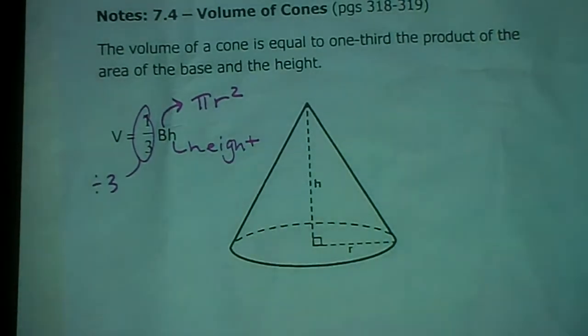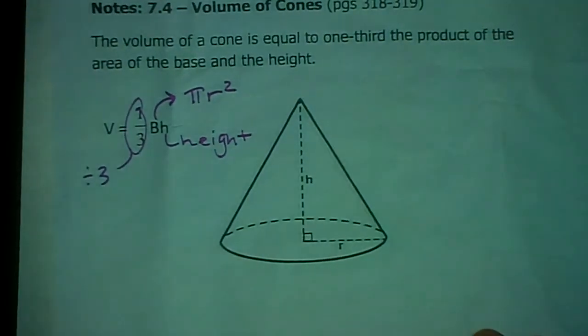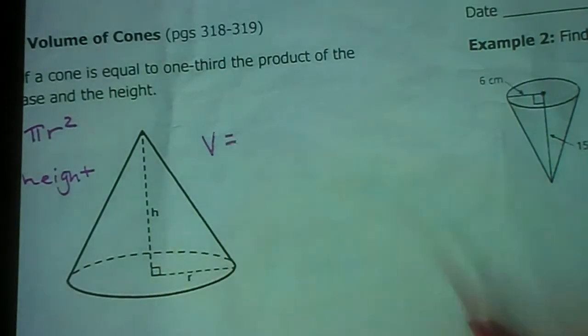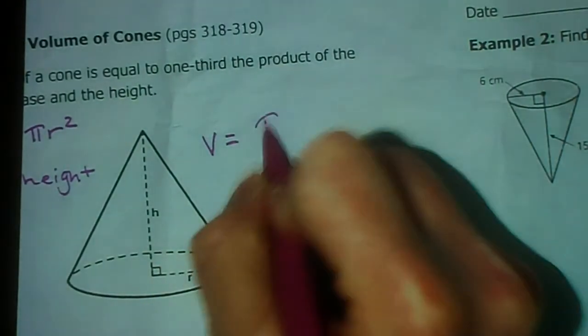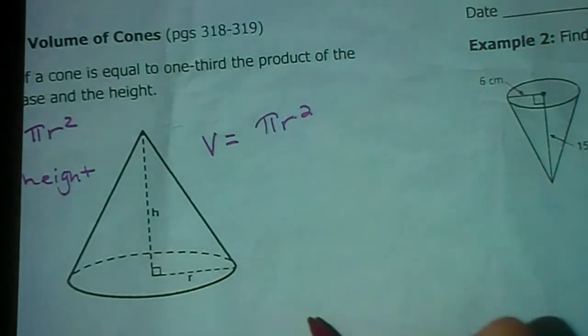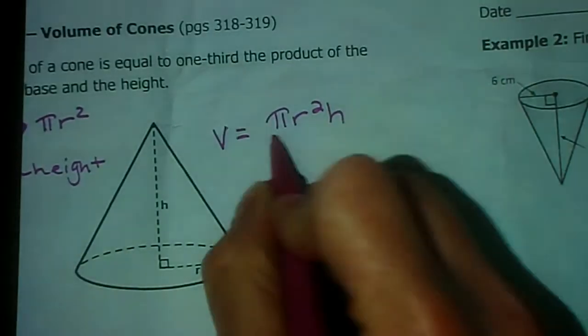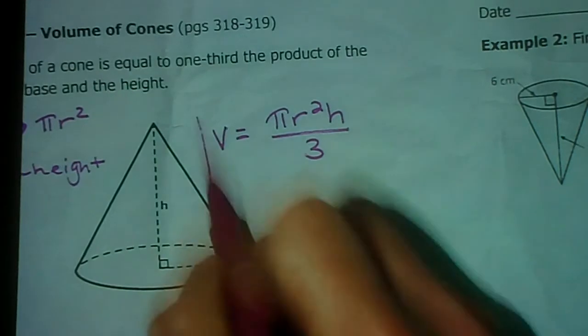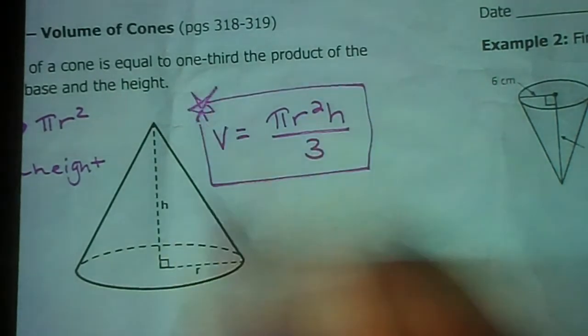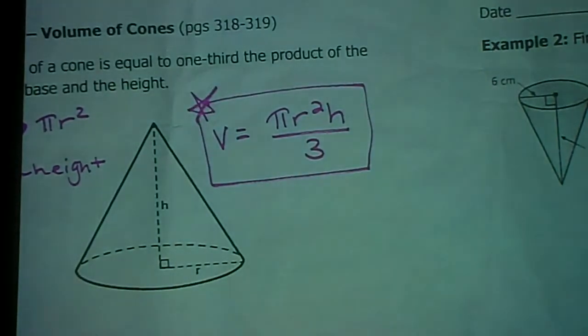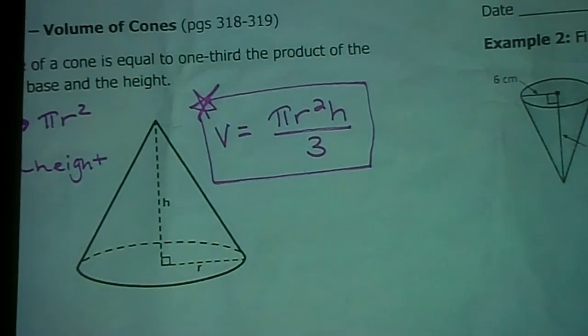So let's rewrite this formula in a more friendly way. The volume of a cone is equal to the area of the base, pi r squared, times the height, divided by 3. And remember, we don't have a full cylinder, we have 1/3 of a cylinder. So this right here, put some stars by it, highlight it, whatever. This is what you're going to want to use when you are finding the volume of a cone. So let's find the volume of some cones.